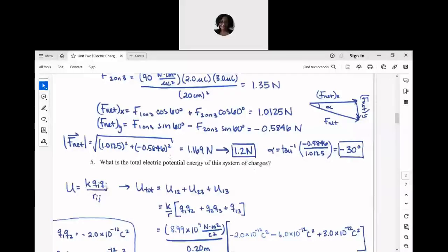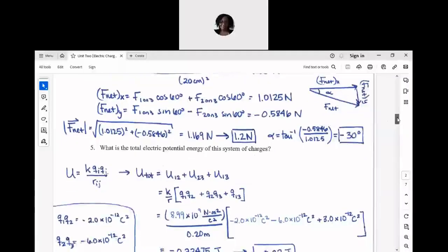I can combine those to find the magnitude of that vector. I get something that rounds to 1.2 newtons. And here's a place where it's easy to make a mistake. The net force components in the x and the y direction are going to make an angle that is not 60 degrees. It's not the same as what we saw previously. So to figure out what that angle truly is, just take the arctangent for this angle, alpha in this case. So that's F net y over F net x. That's how you get negative 30 degrees.